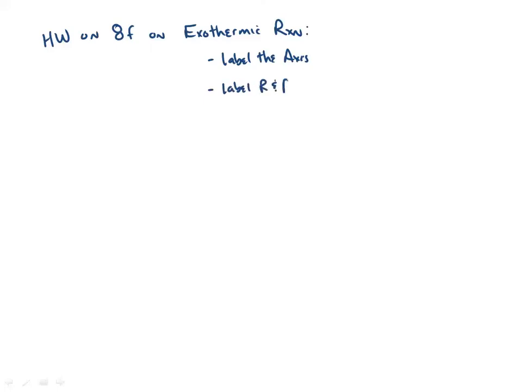Okay, so for those of you asking about the homework question on, what is it, 8F, was it an exothermic reaction or endothermic? So we wanted an exothermic reaction. We wanted to label the axes, the reactants and products, and what's called the activation energy, which quite often I will abbreviate AE in the future. And then the last one was the heat released. In this case, because it's exothermic, it would be heat released.